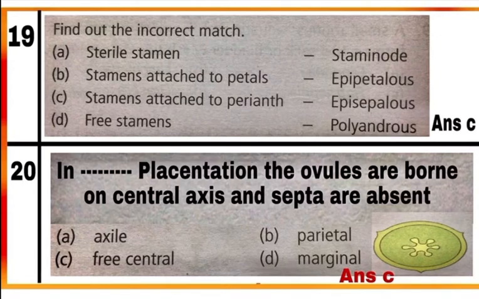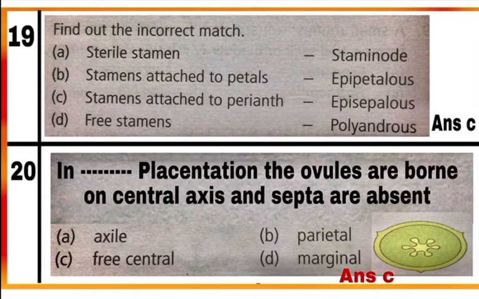C. Stamens attached to perianth is called episepalous. This is the incorrect match. If stamens are attached to perianth, it is called epitepalous and not episepalous. So this is the incorrect match. D. If stamens in flowers are free, this condition is called polyandrous. It is also the correct match. So option C is an incorrect match. Mark C as the correct answer.